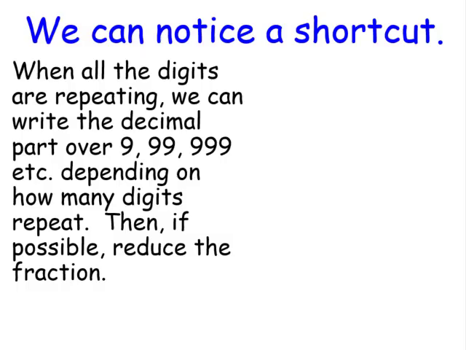We can notice a shortcut. When all the digits are repeating, we can write the decimal part over 9, 99, 999, and so on, depending on how many digits repeat. Then, if possible, reduce the fraction. When we look at 0.3 bar, we can write this as 3 over, since it's repeating after one place, 3 over 9, which is reduced to 1/3.